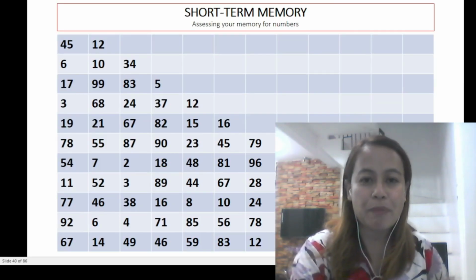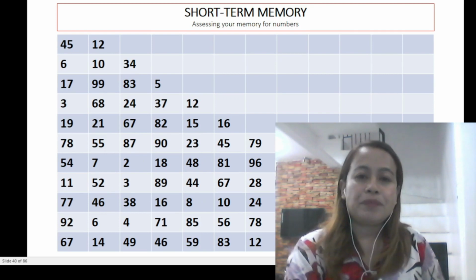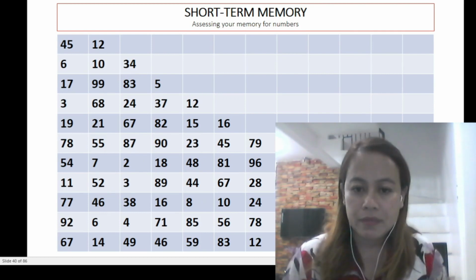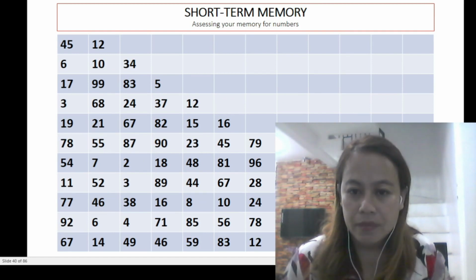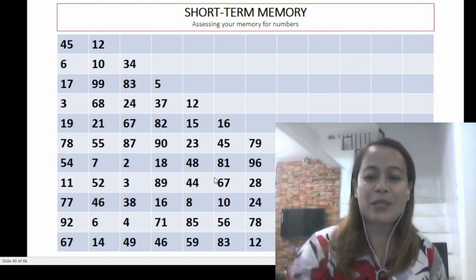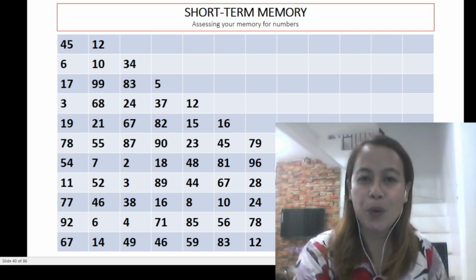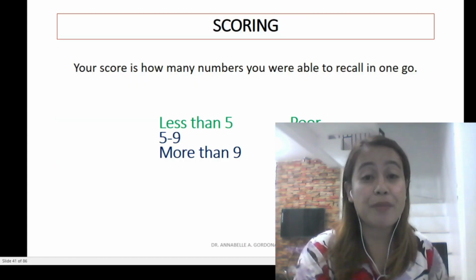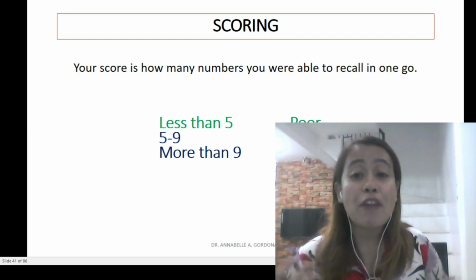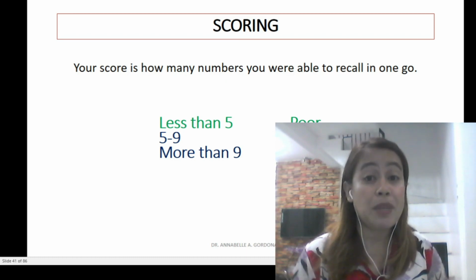So we have here the numbers. So from checking, I guess, may I show your score where you are in terms of short-term memory? So less than 5, it means you are poor. 5 to 9, average. And more than 9, it means you are good.